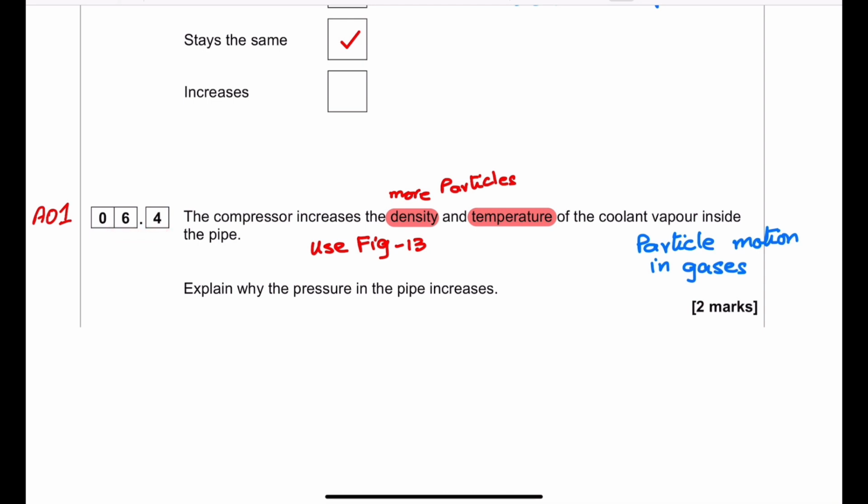6.4, again it is an AO1 question. It is a knowledge based question. The compressor increases the density and the temperature of the coolant vapor inside the pipe. Explain why the pressure in the pipe increases. So the key information is given here. The density will increase and the temperature will increase. Density means there are more particles at a point. And this question is from the particle motion in gases. We need to use figure number 13.